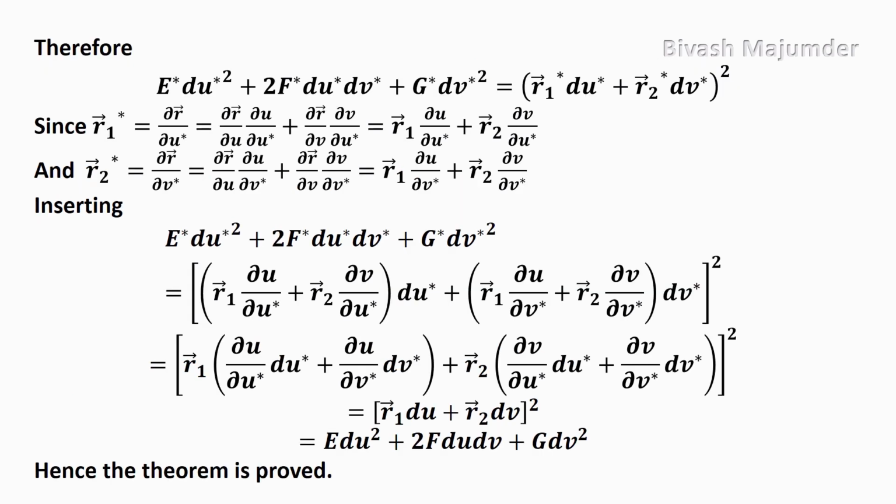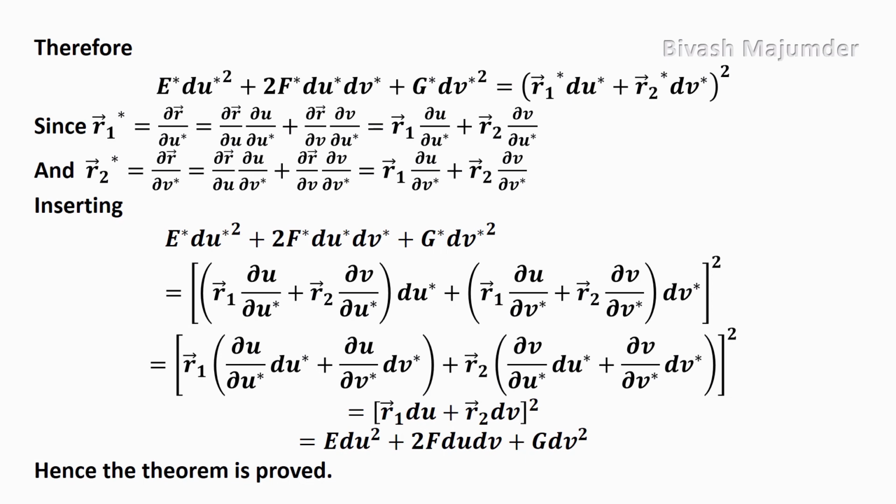Therefore the metric in the new coordinates u star and v star is E star into du star whole square plus 2 into F star into du star into dv star plus G star into dv star whole square.